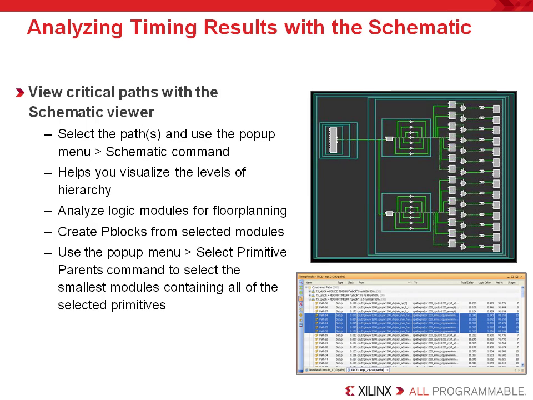You can view the critical paths with the schematic viewer by selecting the paths and using the schematic command in the pop-up menu. This helps you to visualize the levels of hierarchy in your design. Then analyze the logic modules that need to be floor planned. Then create a Pblock for that logic module. Use the Select Primitive Parents command in the pop-up menu to select the smallest modules containing all of the selected primitives.